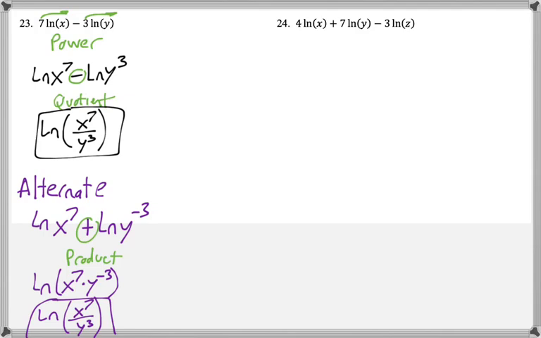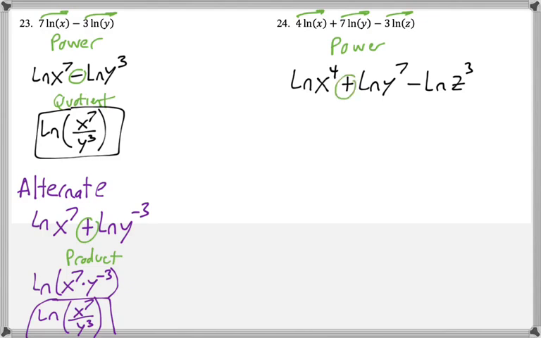On number 24, my first step is going to be to use the power rule to bring up these coefficients as exponents. So I have ln of x to the 4th plus ln of y to the 7th minus ln of z to the 3.